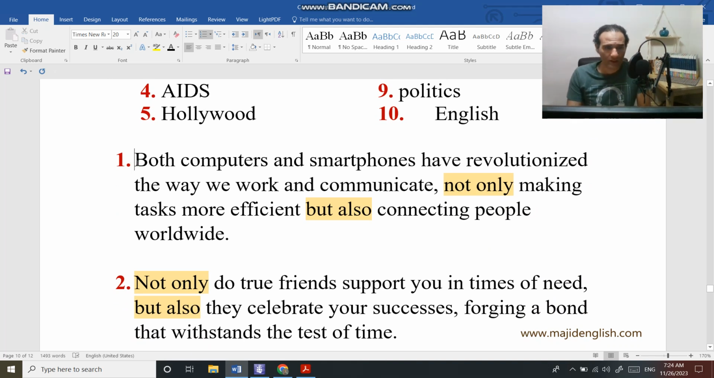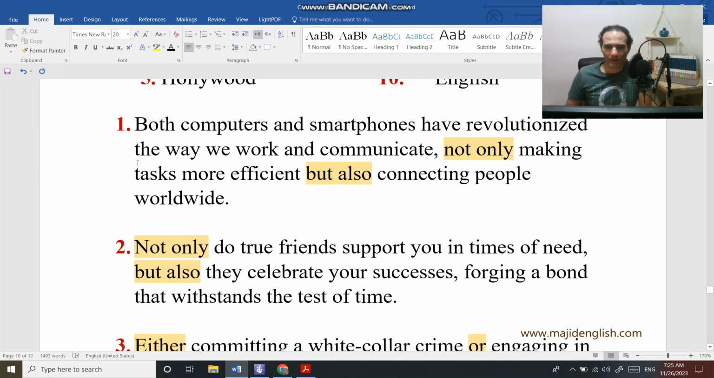About computers. Both computers and smartphones have revolutionized the way we work and communicate, not only making tasks more efficient, but also connecting people worldwide. The beautiful part of this sentence is revolutionized. And here, not only verb phrase, making tasks more efficient, but also connecting people worldwide. Any of these words and phrases you find beautiful, please transfer them into your vocabulary notebook, read and review them, and then make them yours.